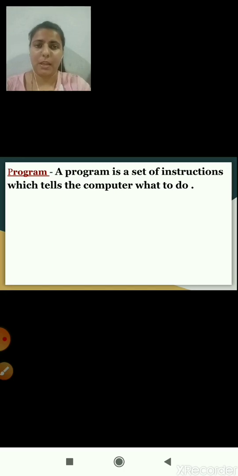Program. A program is a set of instructions which tells the computer what to do. Children, as we already know, a computer never does anything on its own. It only follows human instructions. So children, those instructions are programs. That's why in the definition it is written, a set of instructions which tells the computer what to do.